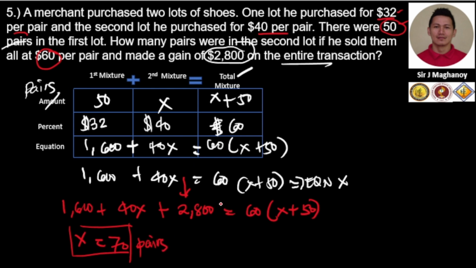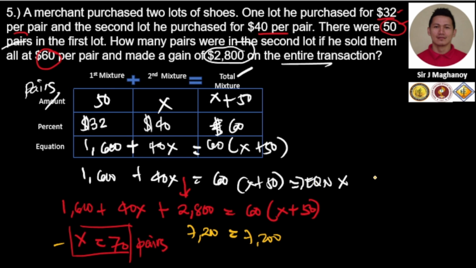Now, if you're going to check, let's check if our answer is correct. So we substitute 70 for our x. So this will become 1,600 plus 40 times 70, that is 2,800, plus 2,800, plus 1,600. This side of the equation is equal to 7,200, equal to 60 times the quantity of 70 plus 50, which is also 7,200. So we can say that the value of x, our unknown, the number of pairs, is 70.